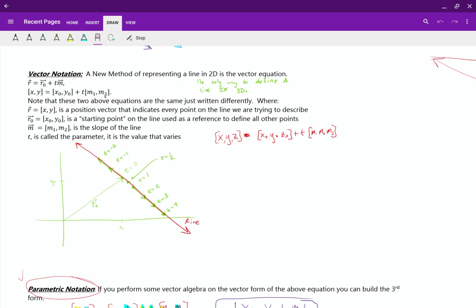Basically, I'm going to explain each of these parts. What is the R vector? The R vector is a position vector that indicates every point on the line that we are trying to describe. It's actually the x and y components of a line. So remember back up here when we defined a line. Oh, I can't go up anymore. Why can't I go up?